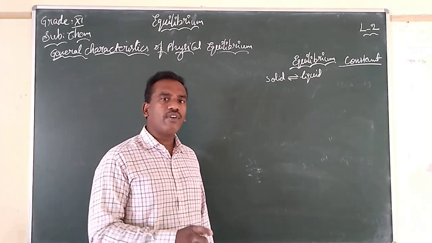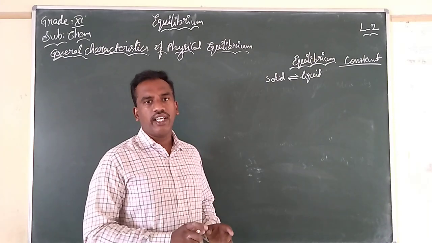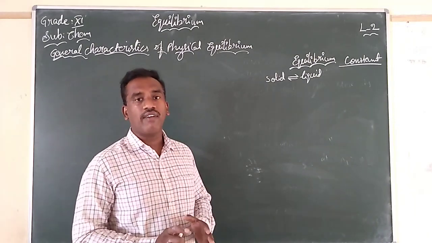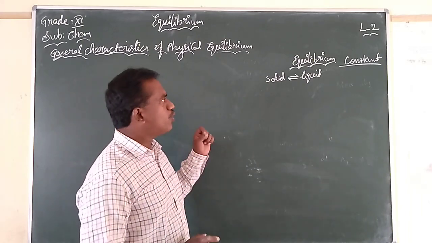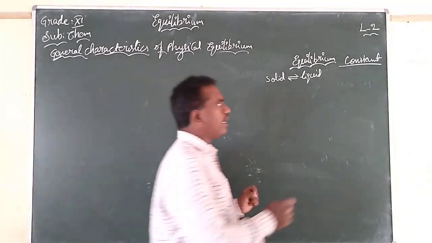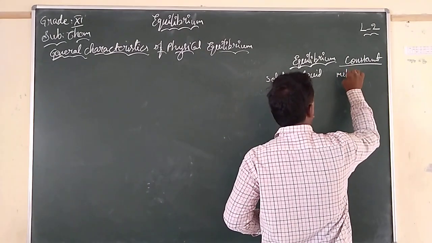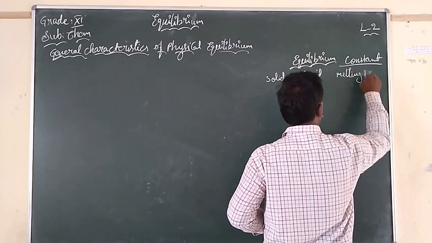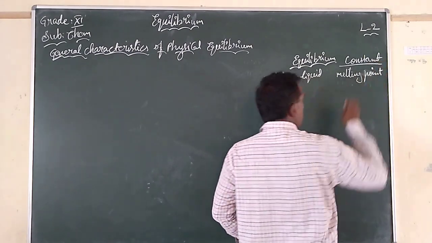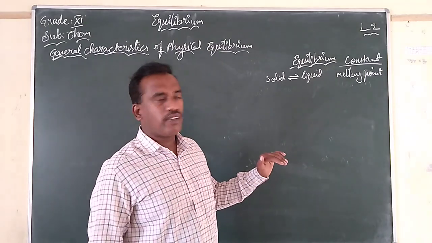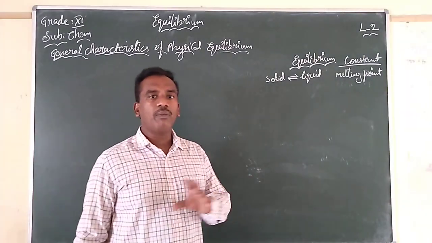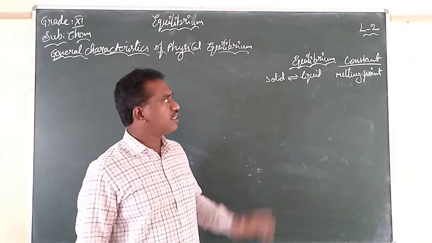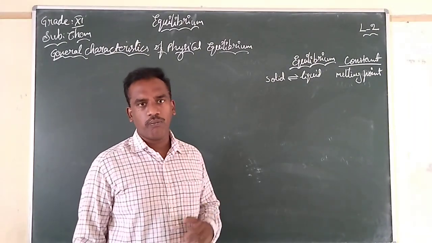So hereafter, what we want to remember is, for every solid, when it is converting into liquid, it will have a constant melting point. So during the conversion of the solid to liquid, its melting point is constant. Means at that point, the amount of solid converting into liquid and again converting into solid will be occurring at the same speed or the same rate. So it takes place at that constant melting point.